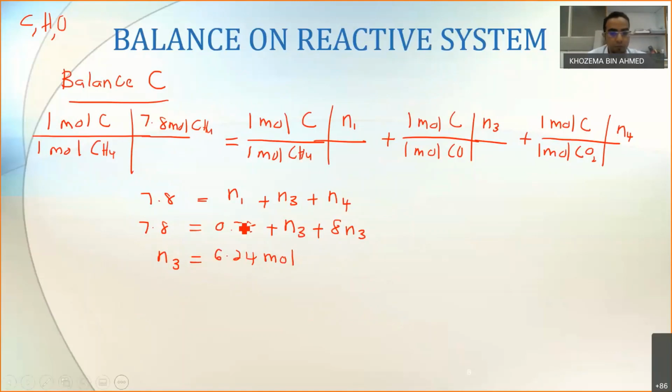Sorry, no. The value of N3 is 0.78 mole. And then N4 is equal to 8 times this value, and I'll get 6.24 mole. So I've gotten the value of N3 and N4.